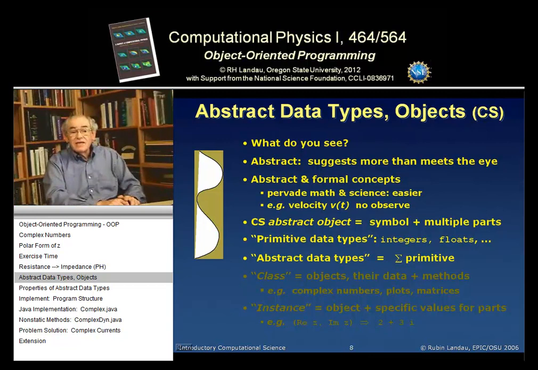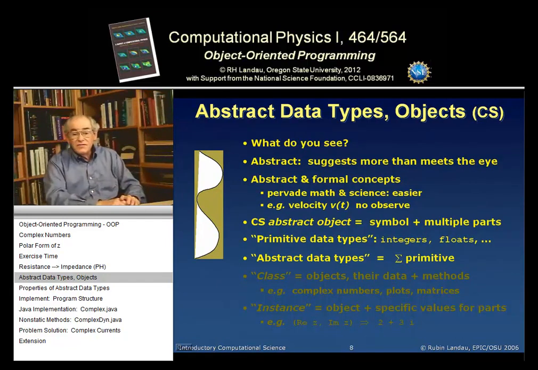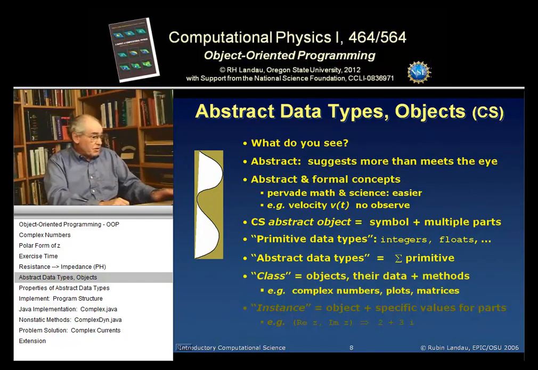The primitive data types, as we've said, things like doubles, ints, floats, they're easy to manipulate. Objects, abstract objects, are just as easy. But we have to build them up ourselves by using these primitive data types to generate something more sophisticated, more abstract. Okay. Another term we have to discuss is class.